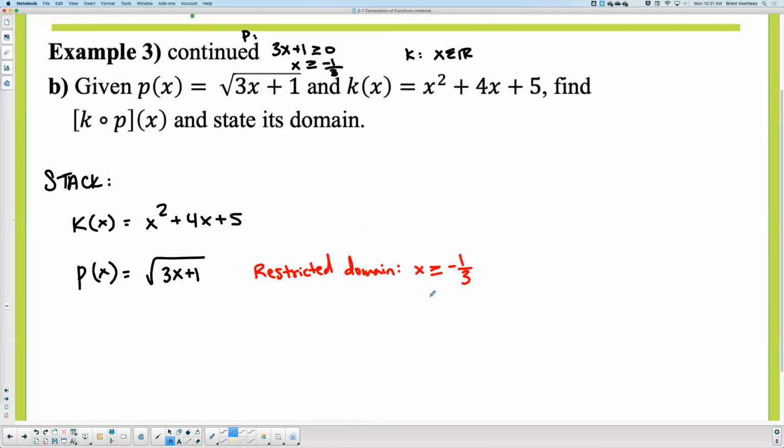Okay. So picking up here, I take this function and I plug it into every x I see. So this has 2 x's. So what I'm doing is I'm plugging in this function algebraically 2 different times. So instead of an x squared, I'm going to have the square root of 3x plus 1 squared. I'm not using a parenthesis this time just because the root itself will serve as a parenthesis. Plus 4 times the root of 3x plus 1 plus 5 on the outside.